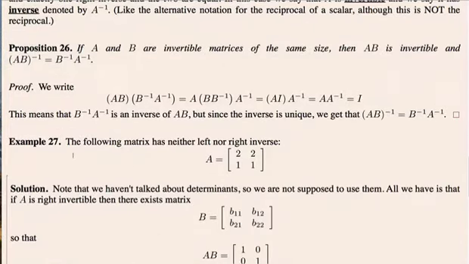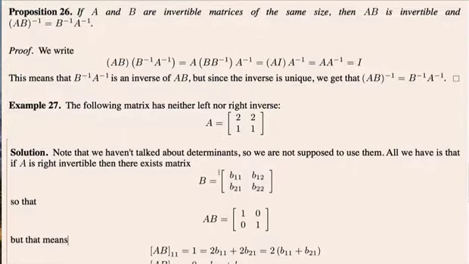So let's look at this example. This following matrix has no left inverse and no right inverse. The matrix is [2, 2; 1, 1]. And if you want to show this, note that we haven't talked about determinants so far. In an undergraduate linear algebra course, you might have learned how to use determinants to figure out whether or not a matrix has an inverse. But in this course so far, we don't have this, so you're not supposed to use something that you haven't seen in this course.